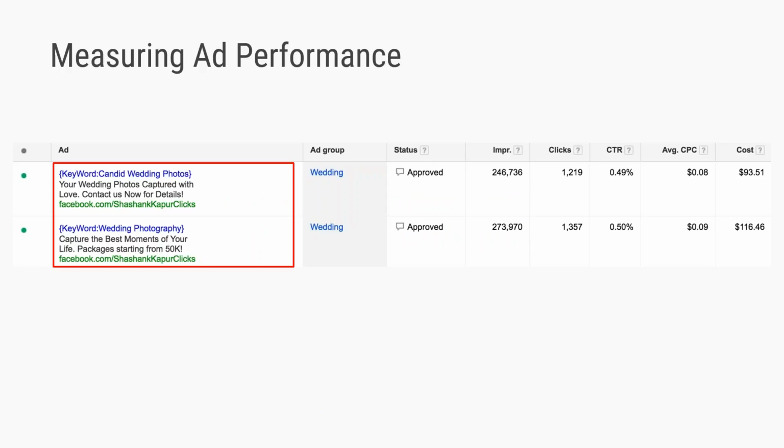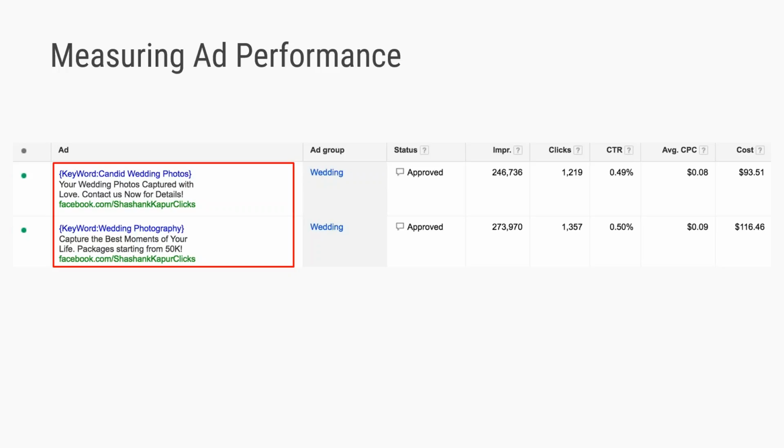So we have created our ads, and they are up and running. The next step is to find out how they are performing. The metrics you would see for this are similar: impressions, clicks, CTR. But how I would check the performance is, let's say, with the 2 ads that you see on the screen right now. One of the ads just talks about capturing photos with love, whereas the second one talks about packages as well.